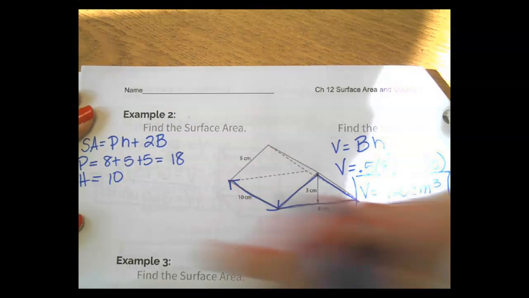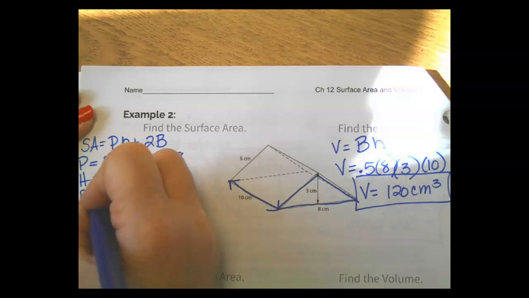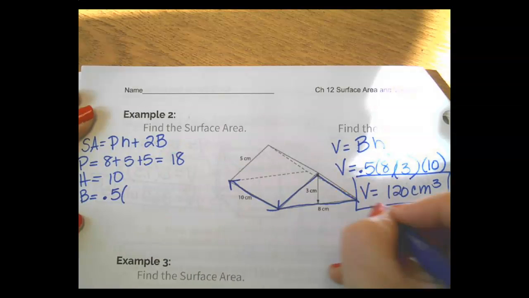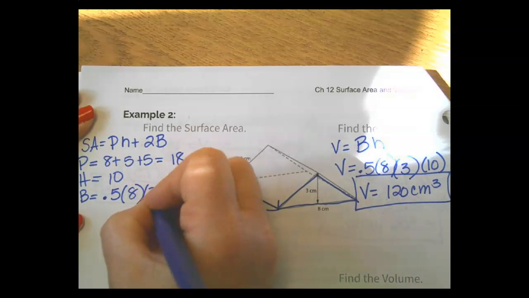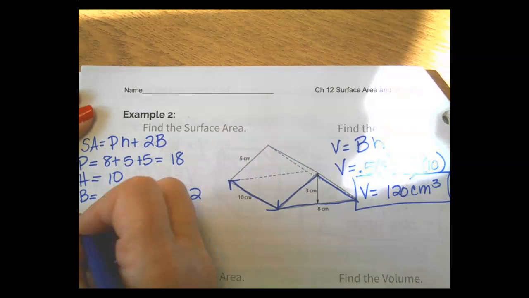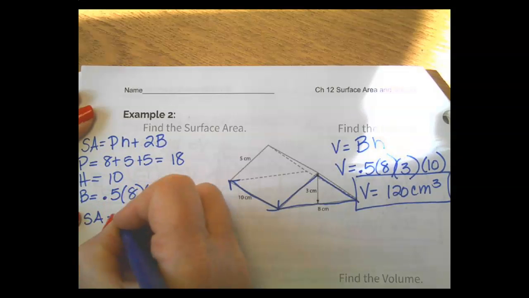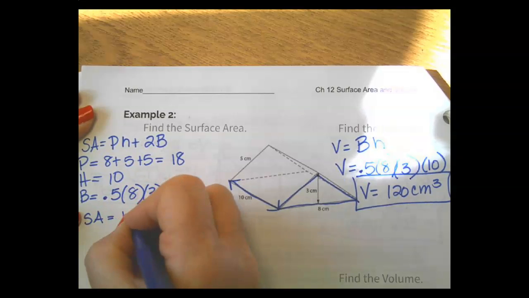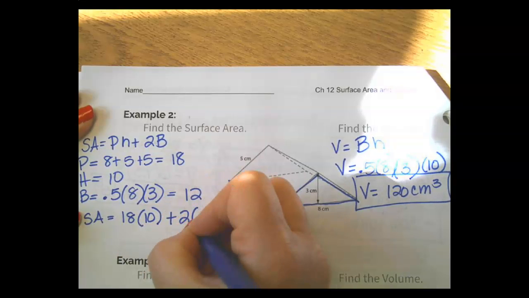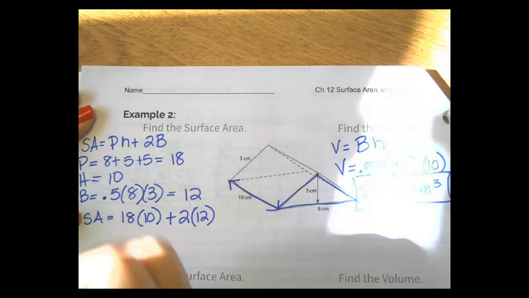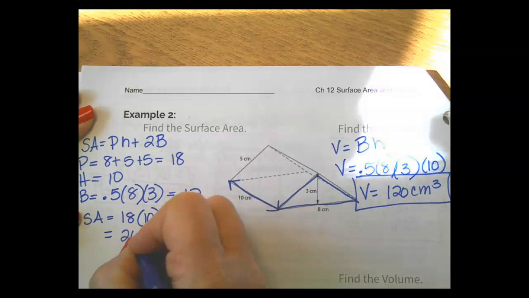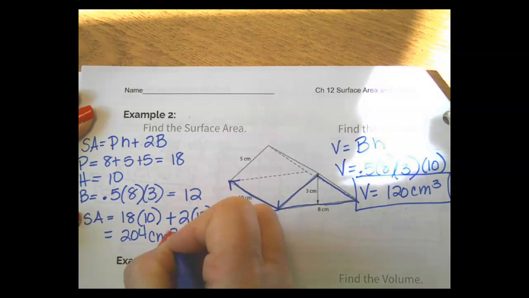The area of my base was just 1/2 base times height. That's 8 times 3, which is 24, so that's got to be 12. Now we put it all together. Surface area is equal to my perimeter, 18, times my height, plus 2 times the base of 12. Punch that into your calculator, and hopefully you get 204 centimeters squared.